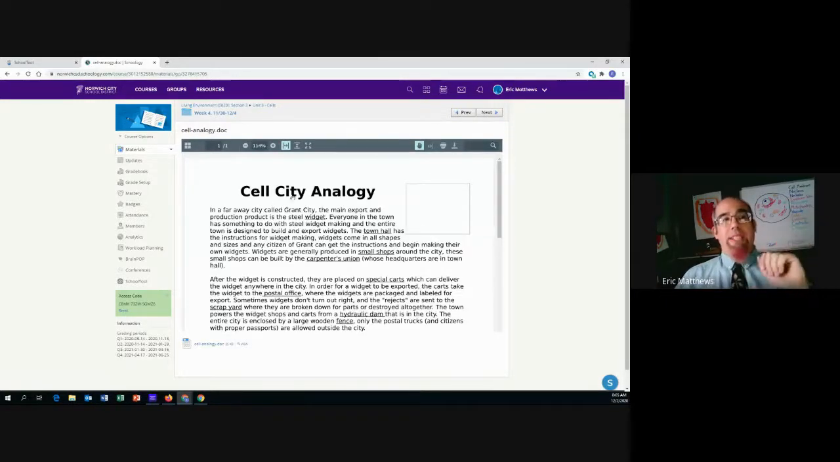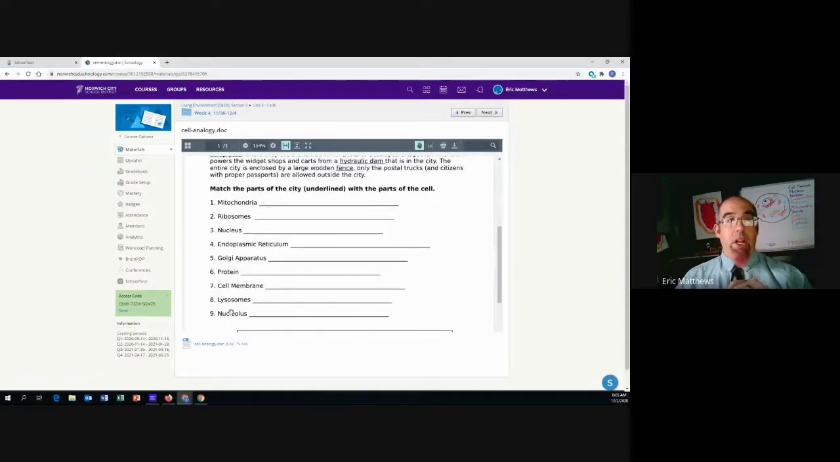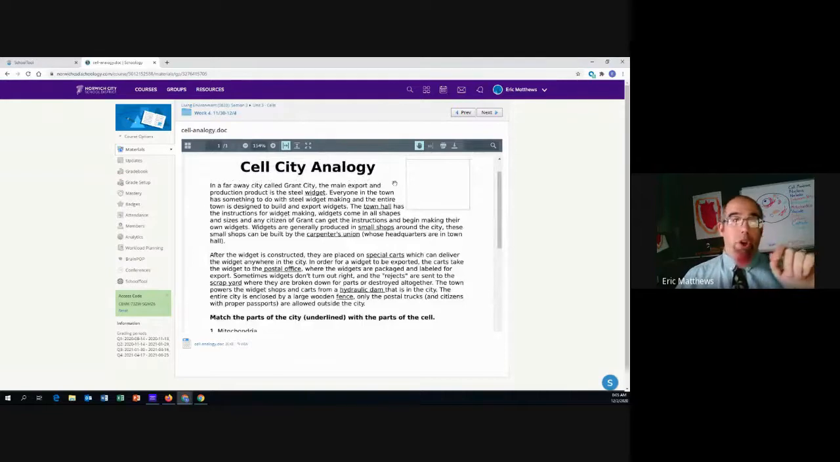Now, for our cell city analogy, it should be pretty straightforward. It says, in a faraway city called Grant City, the main export and production product is the steel widget. At that point, I'm going to stop. You'll notice that widget is underlined. That means it's one of our answers down here. So we want to look through the different organelles that are listed, identify what each of the organelles do, and then find the underlined term in these 2 paragraphs that matches the function of the organelle.